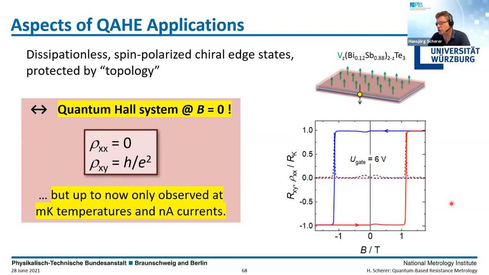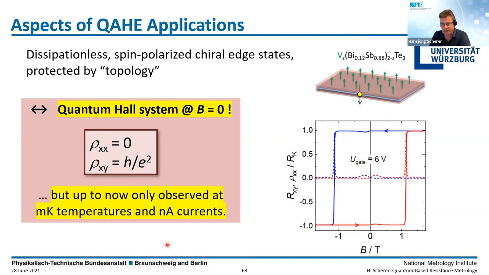Which means they show the Hall effect at B equals zero, so without an external magnetic field, as you can see in this example here from a measurement. So it means that these systems provide a Hall resistance equal to RK whenever the longitudinal resistance in these devices disappears. To summarize the main things already here, the effect, to my knowledge, was only observed at millikelvin temperatures and up to a few nanoamps of current.